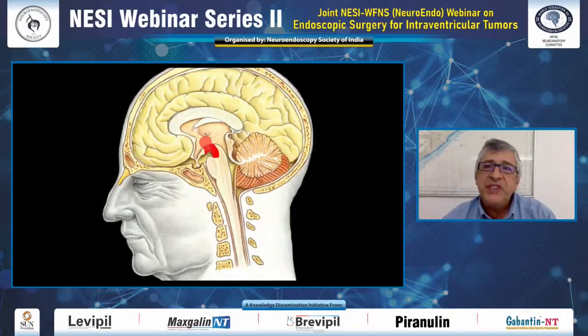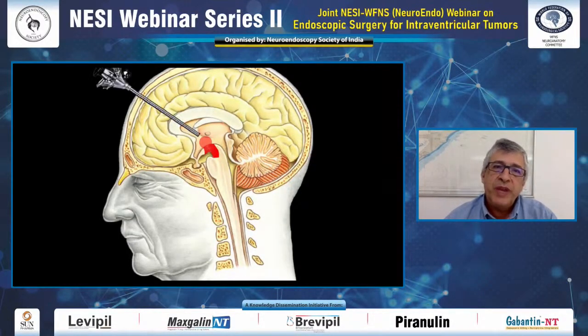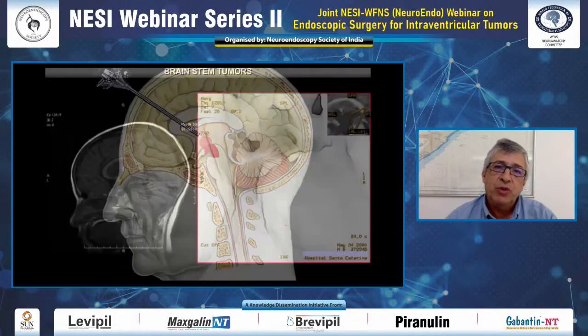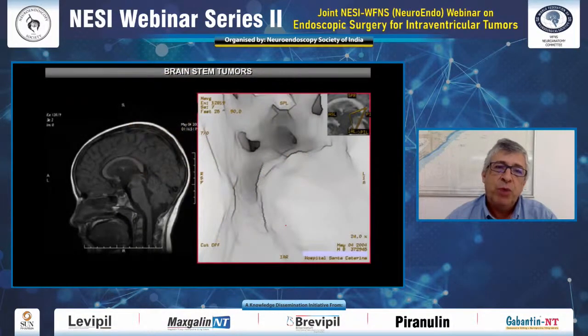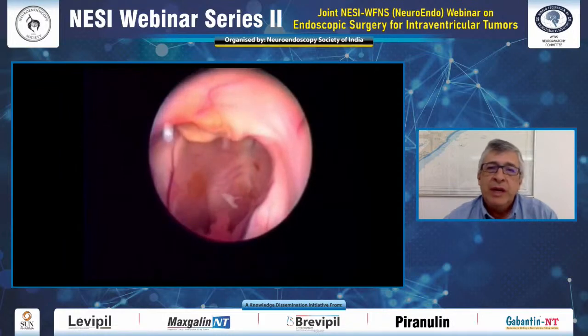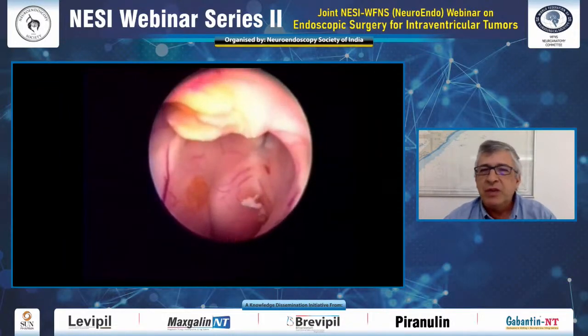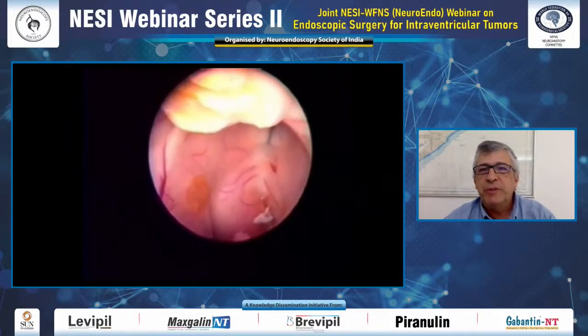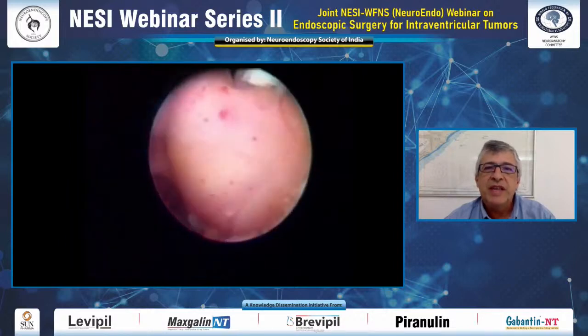Sometimes you have a brainstem tumor growing through the third ventricle. It should be a good approach for neuroendoscopy like that. Look at the tumor blocking the aqueduct. So it's an old case, but it's a good example. The patient had a third ventriculostomy performed in another center.